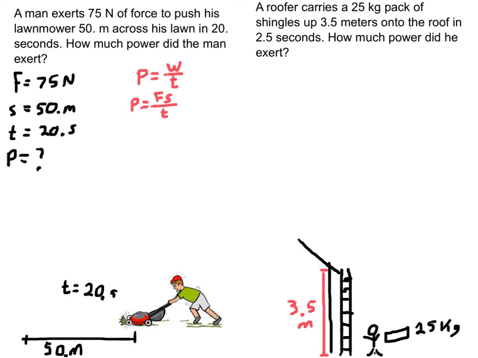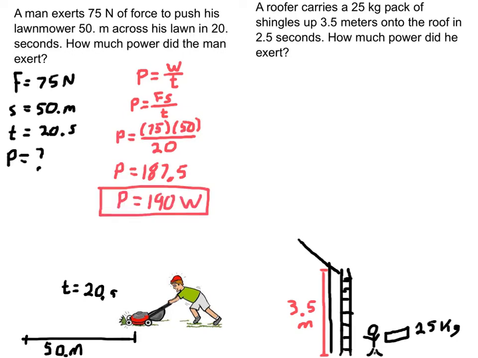Now that leaves me knowing everything. That leaves me now with the ability to substitute in and just solve. So I come out with a power of 190 watts with two significant figures. Now, I used the work equals force times displacement equation inside the power equation. If you would prefer to do that work off to the side, maybe you would write down over here work equals force times displacement, and then work equals 75 times 50, and you did that math. And then you wanted to substitute that number in, that's perfectly fine also.